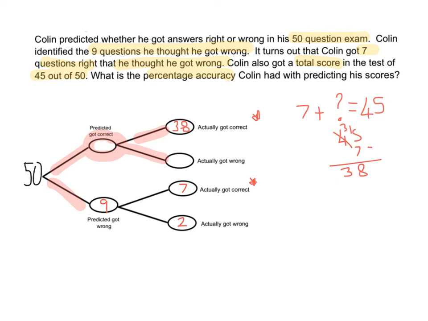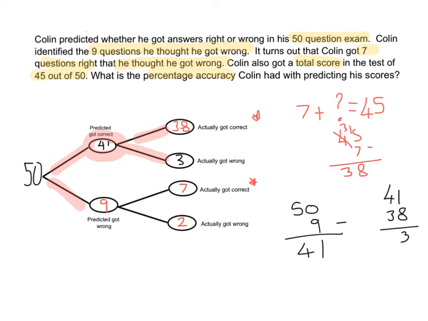So if he predicted he got 9 wrong, how many did he predict that he got correct? So 50 take away 9 is 41. So he actually got 38 correct. How many did he get actually wrong? So 41 take away 38, which is 3.